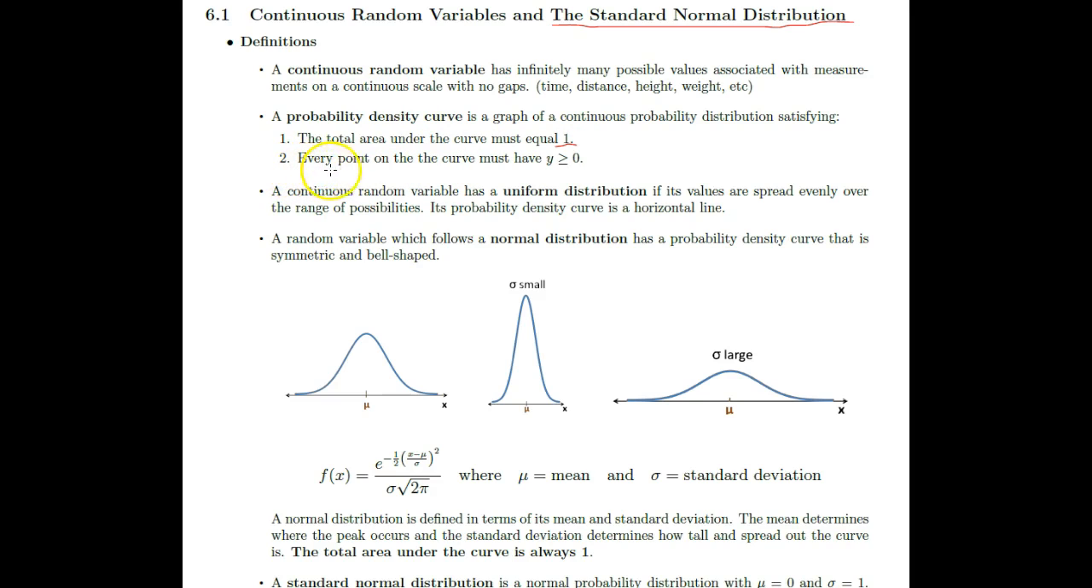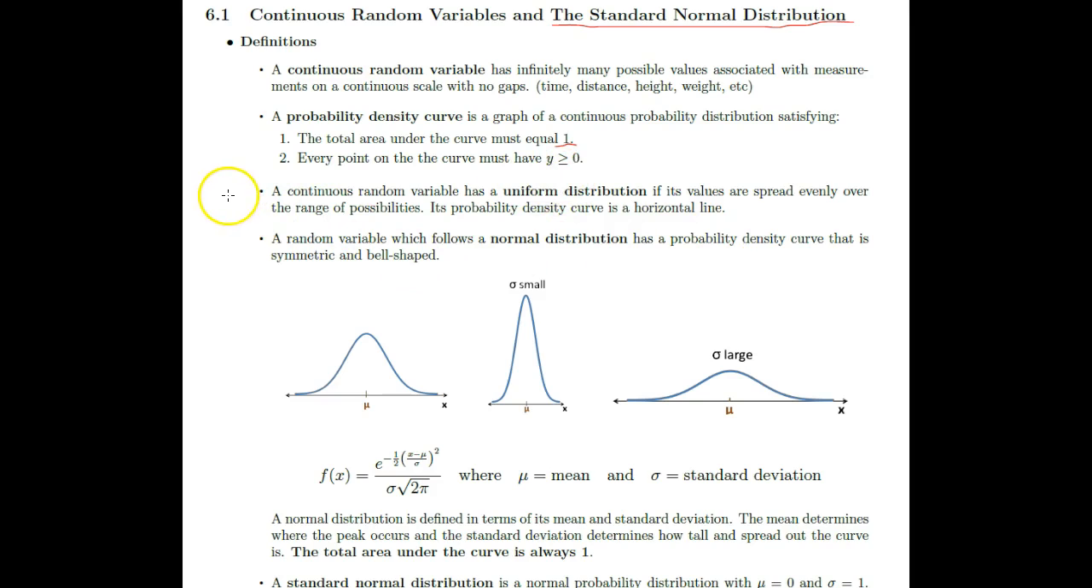And the second thing is that every point on the curve must have a y value greater than or equal to 0. That basically just means at any specific value of the variable, there's a probability of it occurring greater than or equal to 0, which I think should make a lot of sense if you think about it.